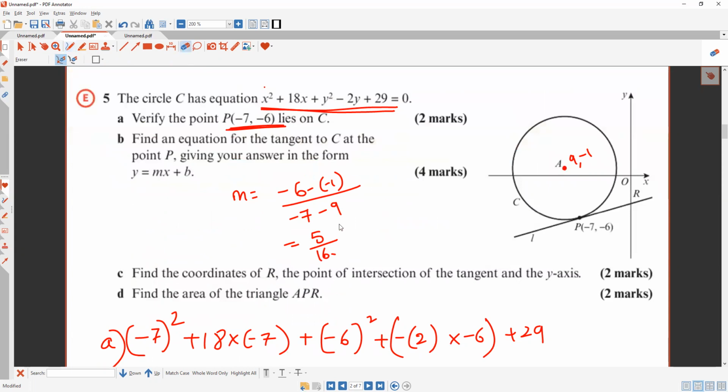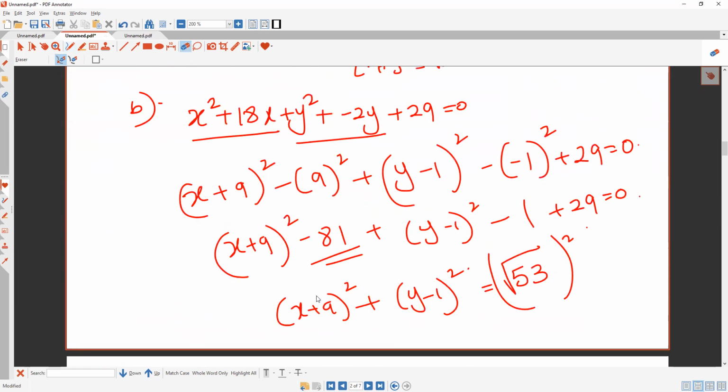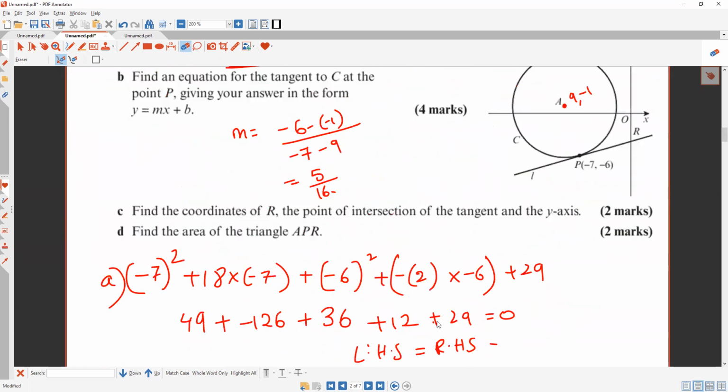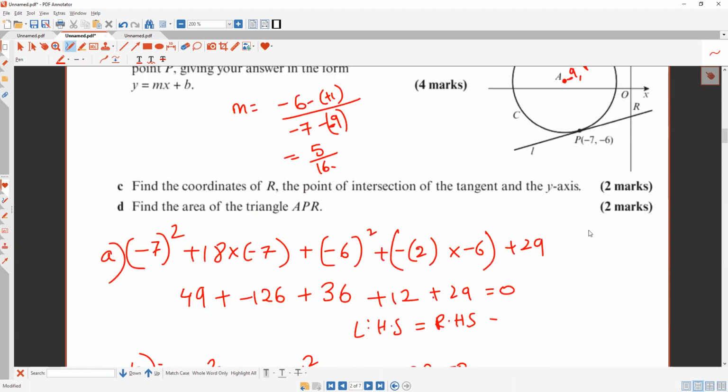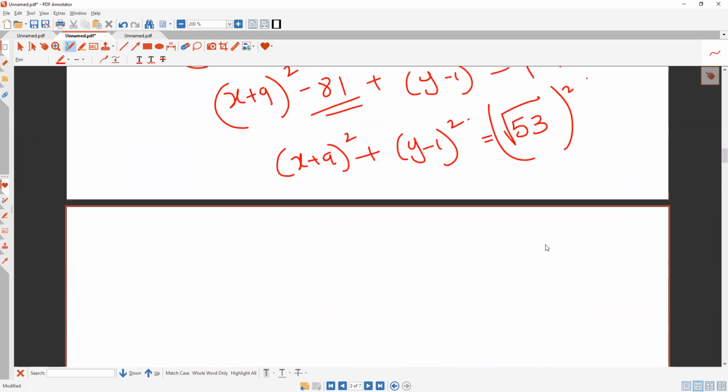I made a mistake. The center is actually not 9 comma minus 1. The center is actually ulta, minus 9 comma 1. So I made that mistake. It is minus 9 comma 1 center, because it has to be always opposite of whatever is given in the equation. So minus of minus 9, and here it is plus 1. So minus 6 minus 1 divided by minus 7 plus 9. Minus 7 by 2. Minus 7 by 2 is your answer.